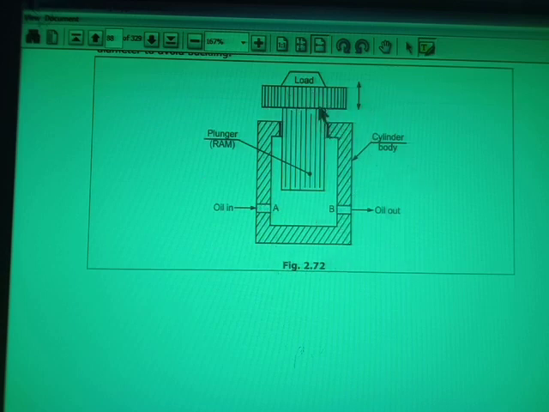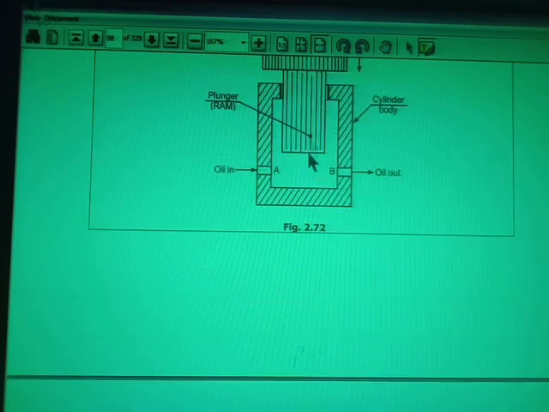In this cylinder, whatever load is there is directly kept on the piston. So the load is directly taken by the piston, and two ports are provided here. Oil will come from this A port. As the pressurized oil comes here, it will push the plunger in the upward direction, and the load can be lifted with the help of the piston. So this is known as the ram. And in the return stroke, again I will change the position of the direction control valve, and the oil will move through the port B.